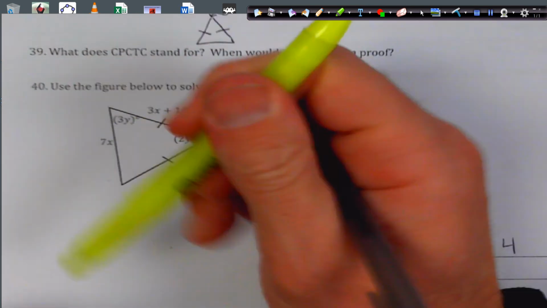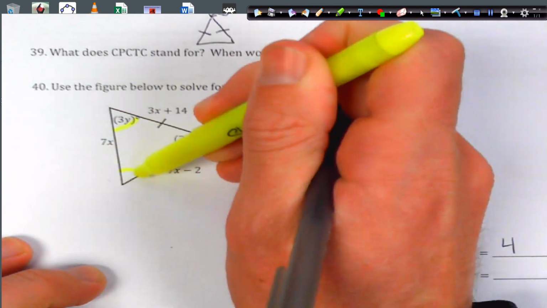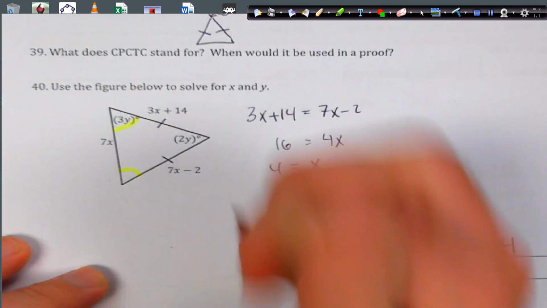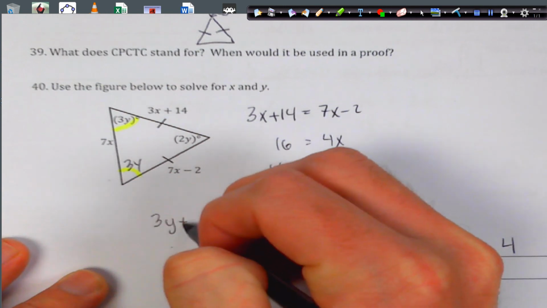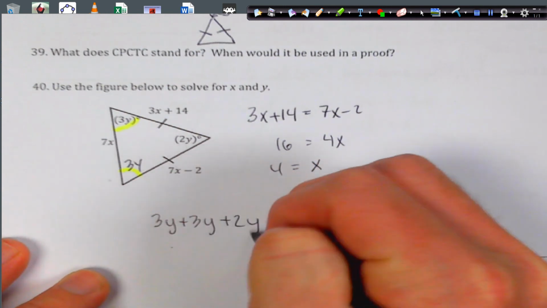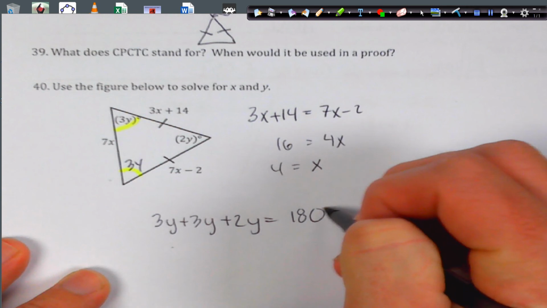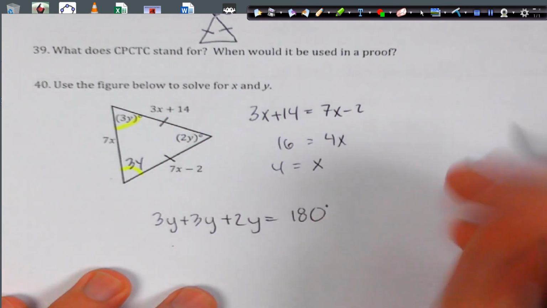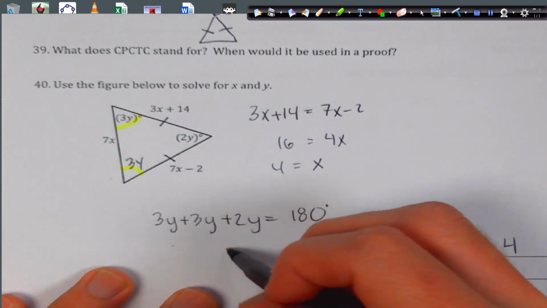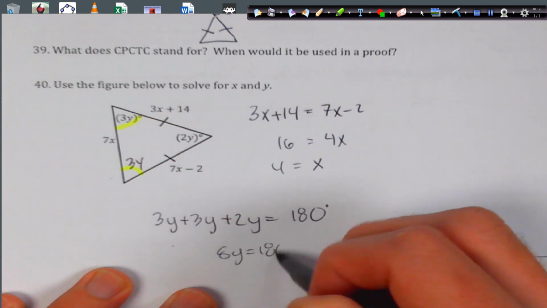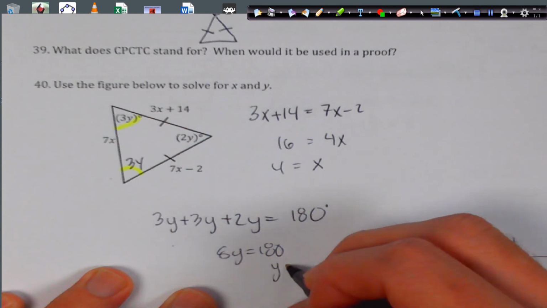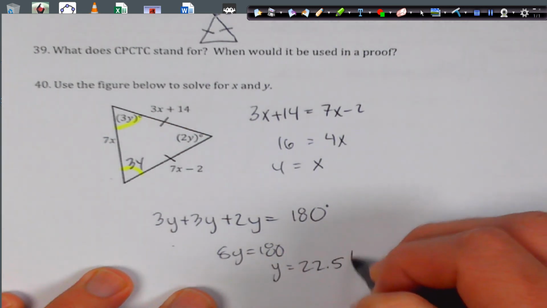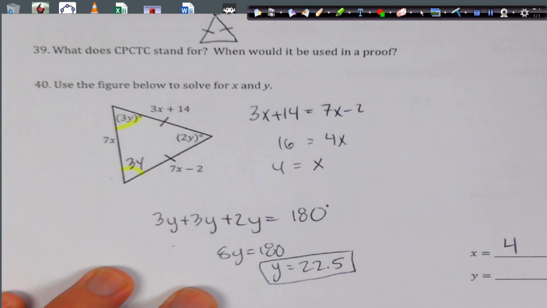Now we solve for y. This is isosceles. Isosceles has 2 congruent base angles, so those 2 are congruent. That means this is 3y as well. So that means 3y plus 3y plus 2y should equal 180 degrees because it's a triangle, so that's going to be 8y equals 180, and then we just divide that by 8, which goes in imperfectly, which is okay. We get 22.5 for our value of y.